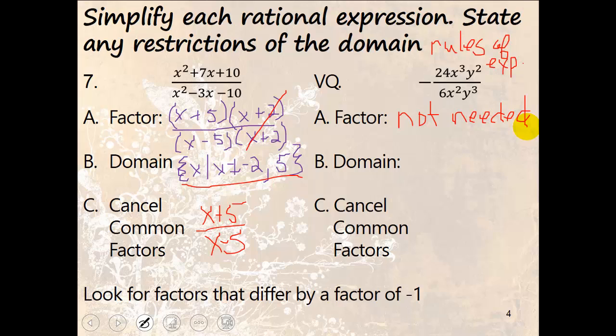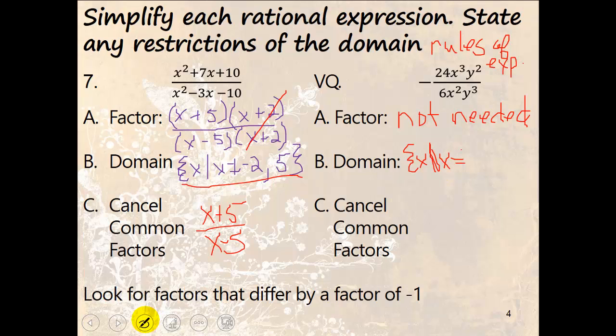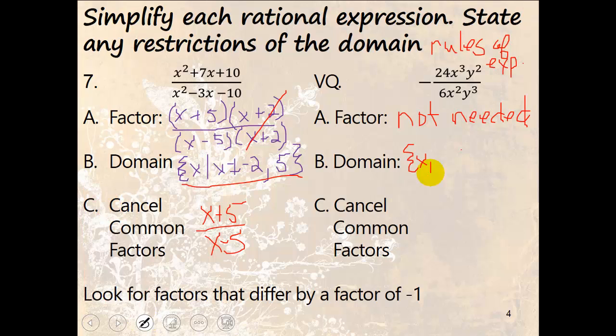All right, here we go. My domain is all x's and y's such that x cannot equal 0 and y cannot equal 0.